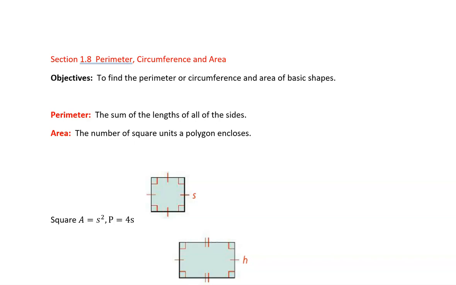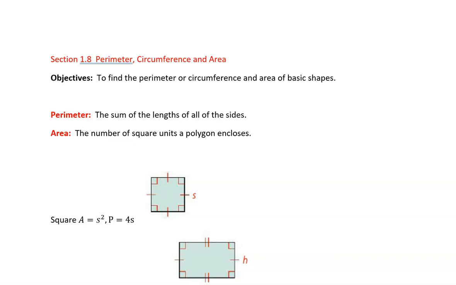Area is different in that it's the number of square units a polygon encloses. So when we go back to the room, if you wanted to carpet your room or put new flooring in, it's how much floor do you need? If you are looking at your yard that's fenced in, how much area is inside that fence? So they are two totally different things.